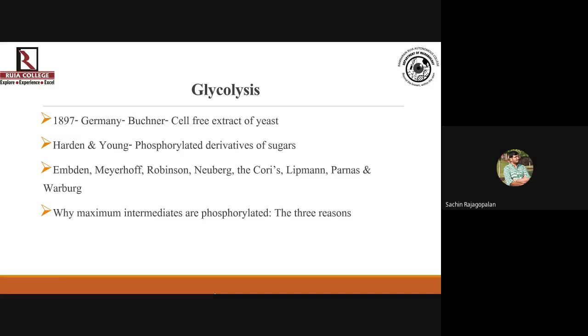And from experiments it was found that there are three very significant reasons behind why intermediates are phosphorylated in glycolysis. The first and foremost is that you need to stop the sugars from escaping out of the cell. You want to stop the sugars from escaping out of the cell. So, phosphorylating was the best method because the transporters present in the cell membrane do not have the ability to transport the phosphorylated forms of sugar out of the cell.